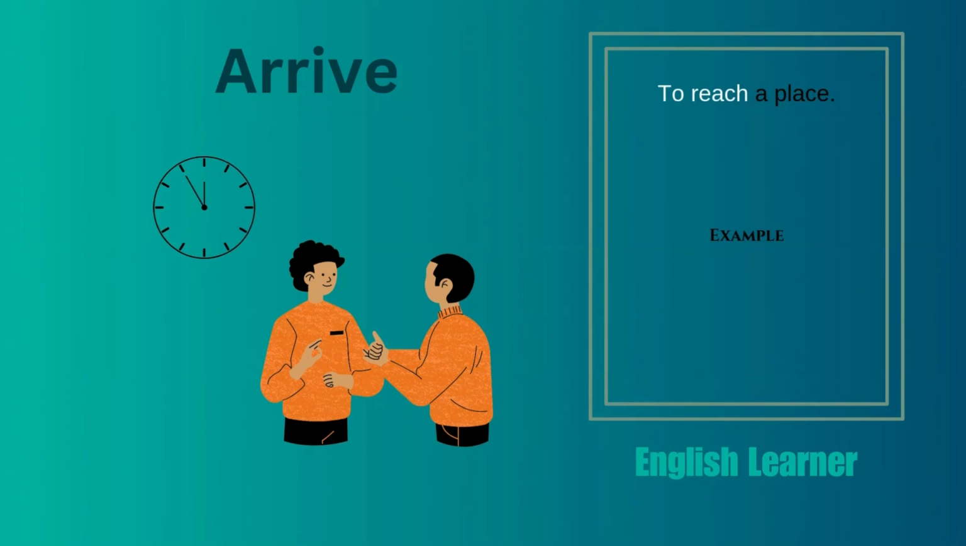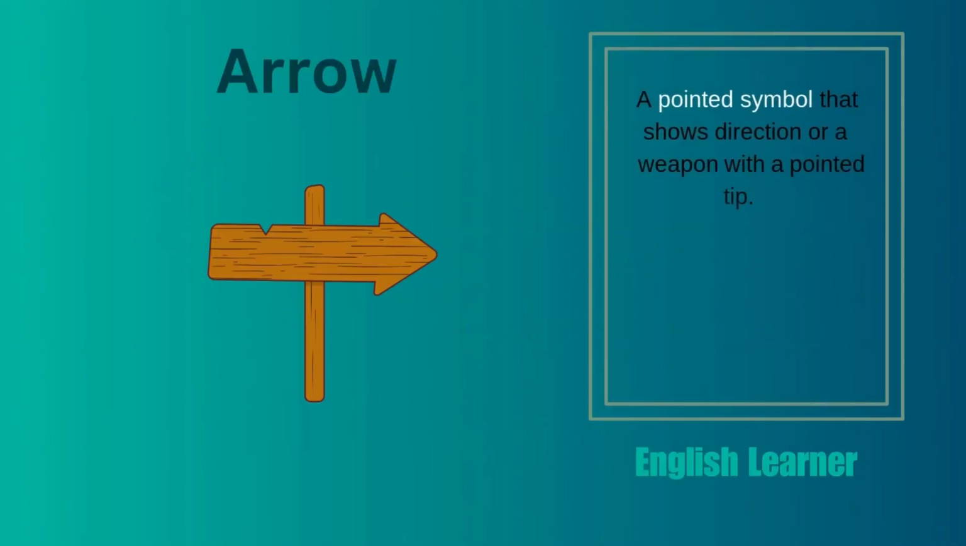Example. We will arrive at the hotel by 3 o'clock. Arrow. A pointed symbol that shows direction or a weapon with a pointed tip. Example. Follow the arrow to find the exit.